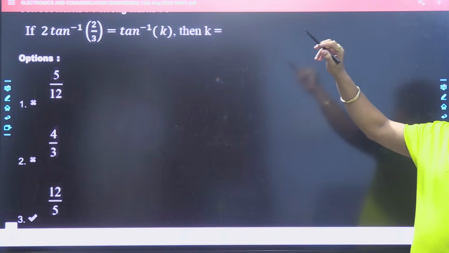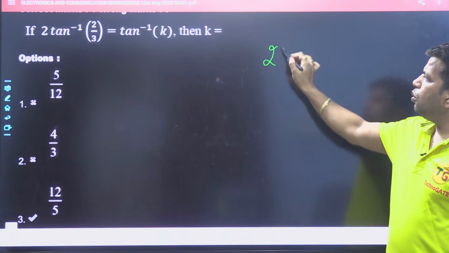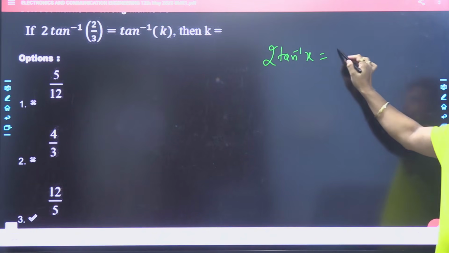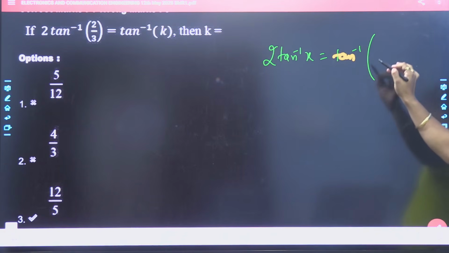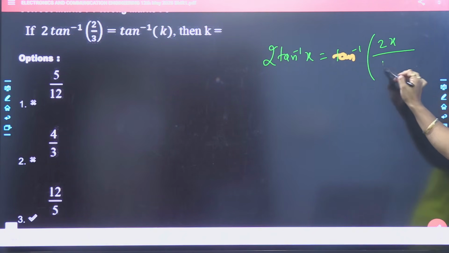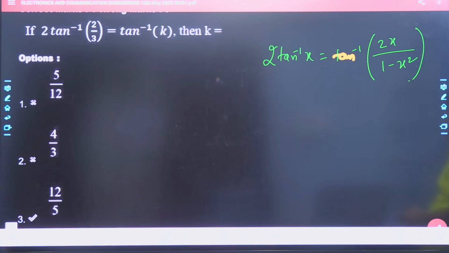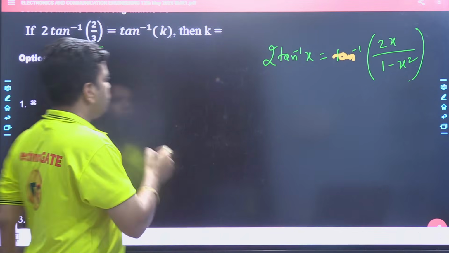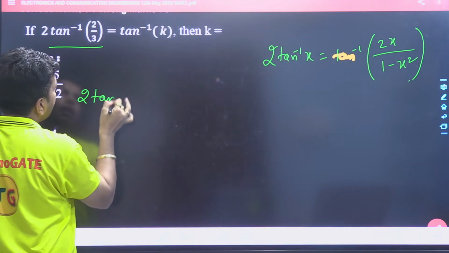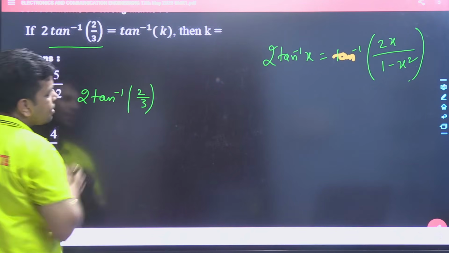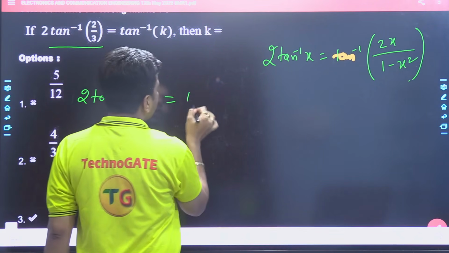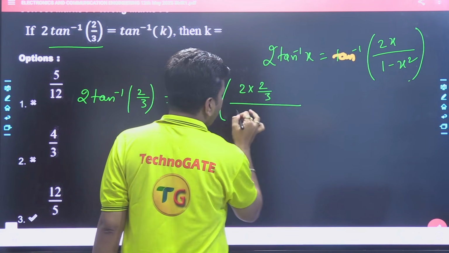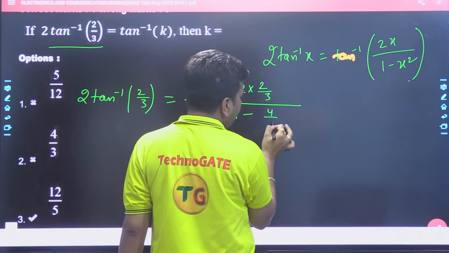Just remember one standard identity: 2 tan inverse x is equal to tan inverse 2x upon 1 minus x square. Can we use that identity here? We need to compute this value. So 2 tan inverse 2 by 3, just assume that the value of x is 2 by 3. Put it in this. So it is equal to tan inverse 2 into 2 by 3 divided by 1 minus 2 by 3 square, means 4 by 9.